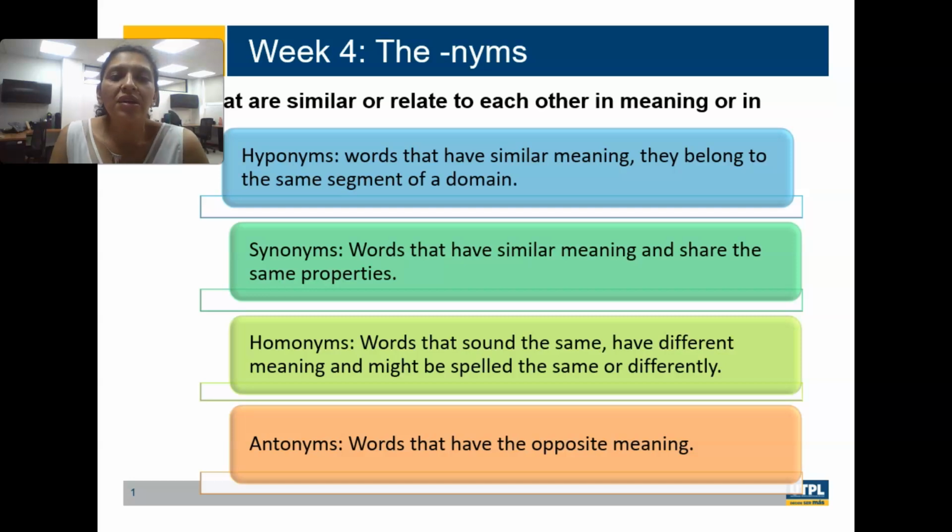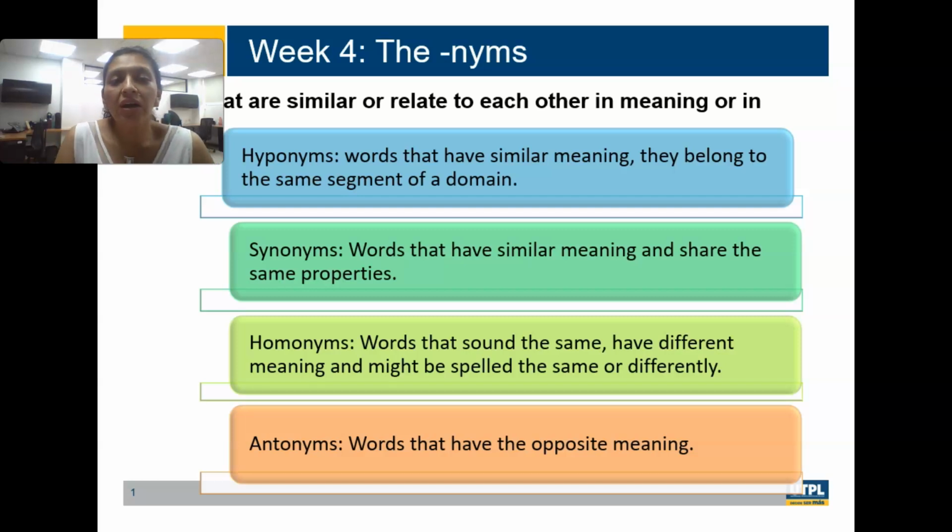As you see in this slide, we have 4 different types of nyms. You are going to find more, but I consider that these 4 types are going to be essential for you to really understand, and when you are an EFL teacher, they are going to be clear and useful when you are teaching your students.